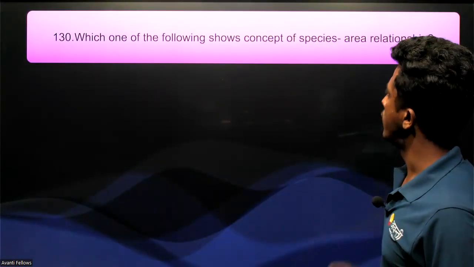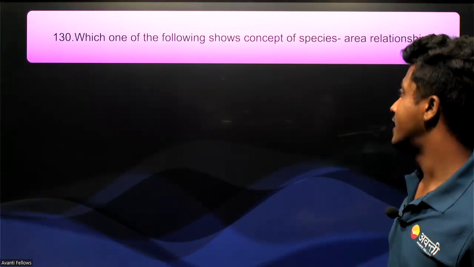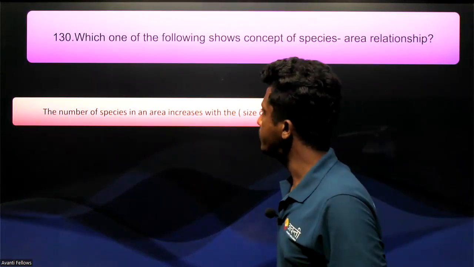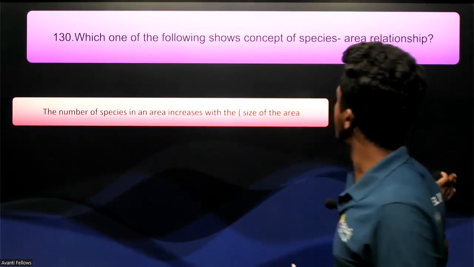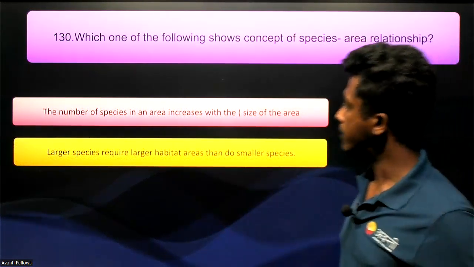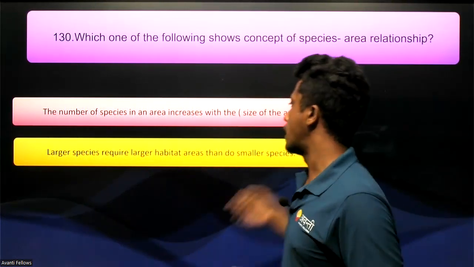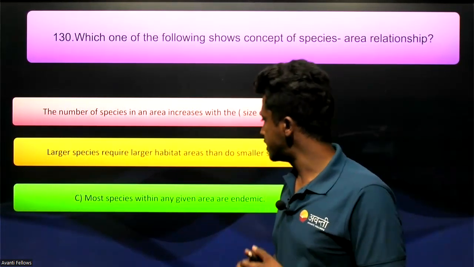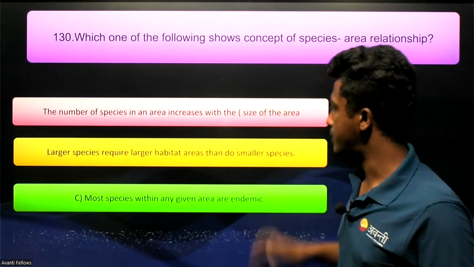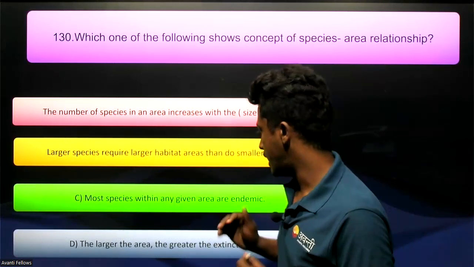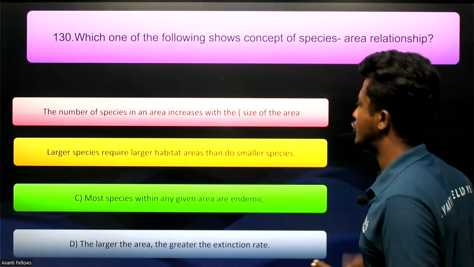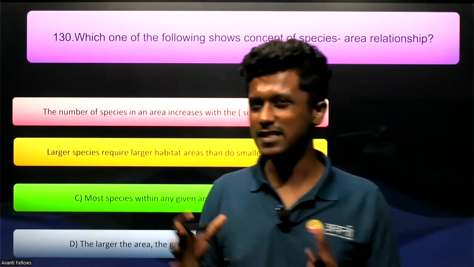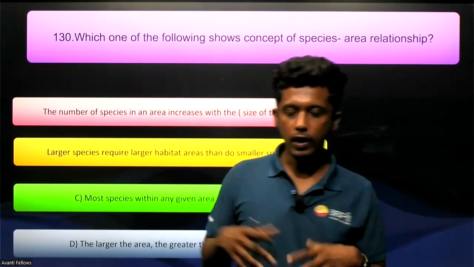Which of the following shows the concept of species area relationship? This is the 130th question. Let's see the options here. The number of species in an area increases with the increase in its size. Larger species require larger habitat areas than smaller species. More species within any given area are endemic. And the larger the area, the greater the extinction rate. So this is the principle of species area relationship. So why did we get here?